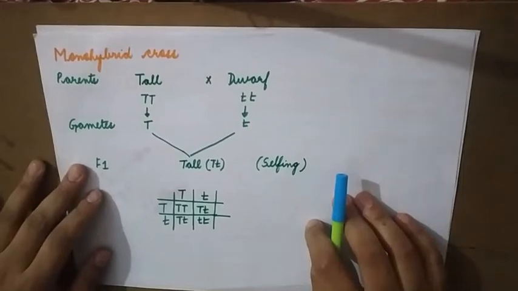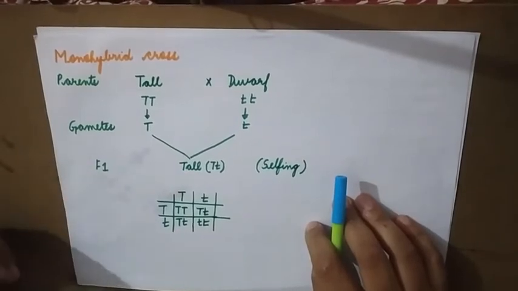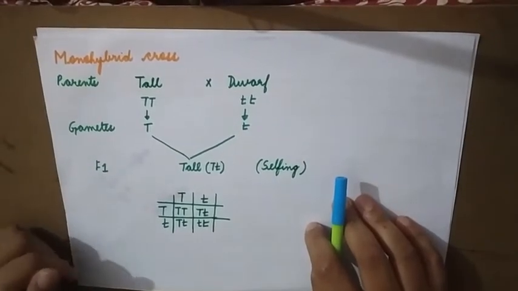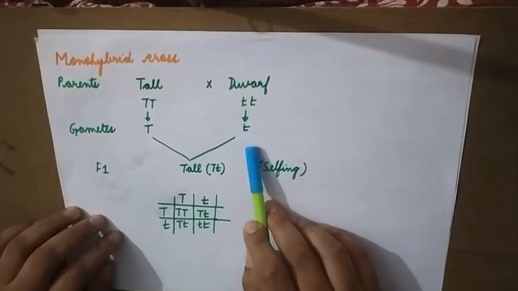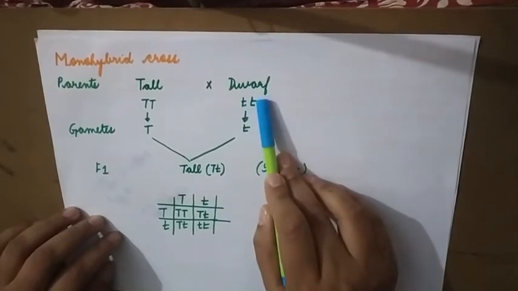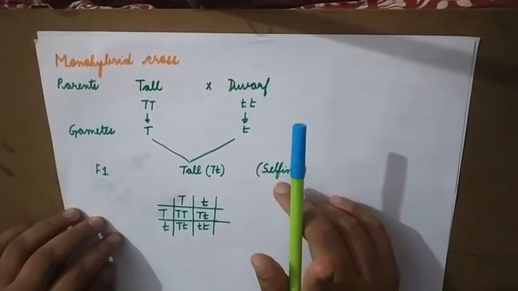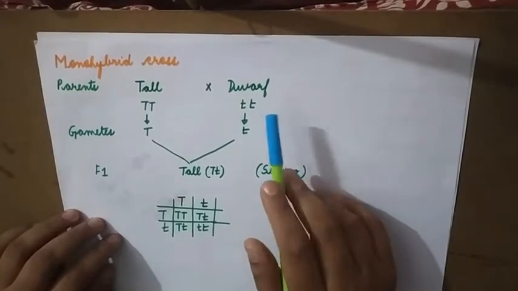Good morning, students. In this particular class, we will try to understand dihybrid cross. Before that, I would want to go through the monohybrid cross. In a monohybrid cross, a cross is done between a tall plant and a dwarf plant. A cross is done between just any one trait or characteristic.